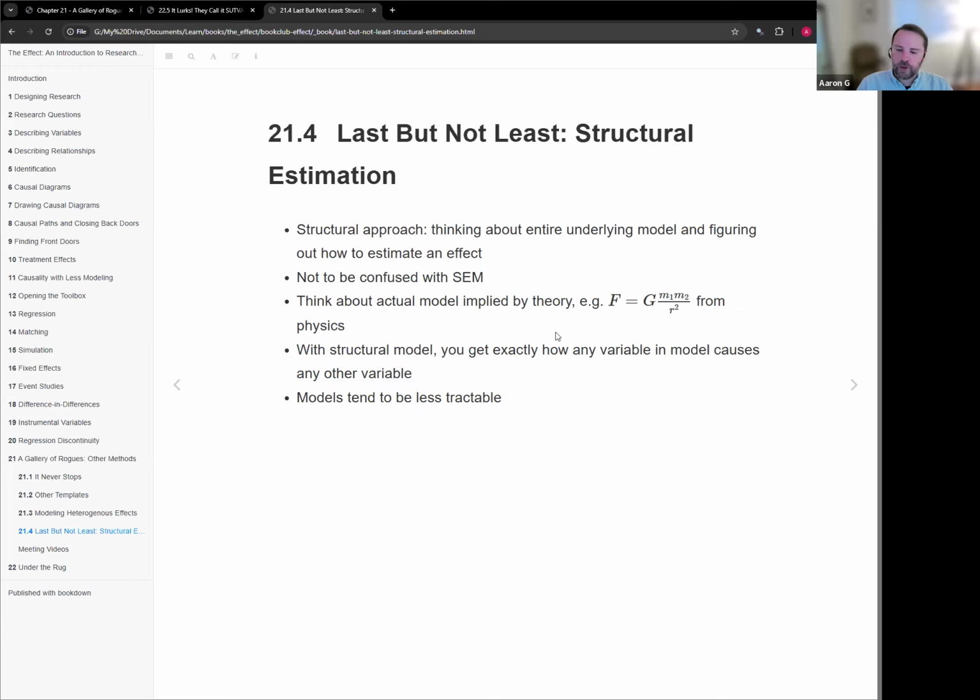The issue is when you create these models, they tend to be a lot less tractable from a mathematical perspective. They're not as easy as a linear regression. So they are difficult to work with, at least from what I understand in the field of economics for the folks that are using this stuff.